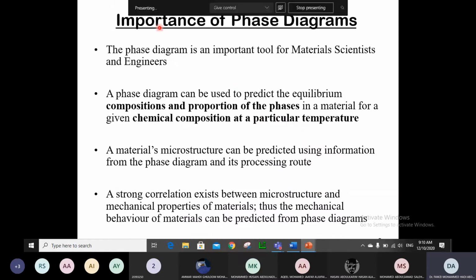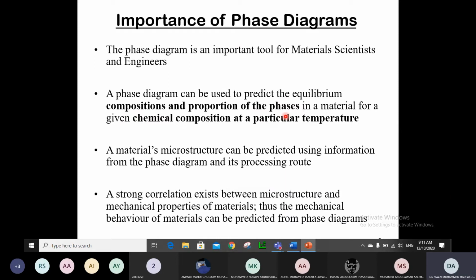So why are phase diagrams important? The phase diagram is an important tool for material scientists and engineers. A phase diagram can be used to predict the equilibrium compositions and proportions of the phases in a material for a given chemical composition and particular temperature. So if we have the temperature and the chemical composition, we can use the phase diagram to predict the equilibrium compositions and proportions of the material.